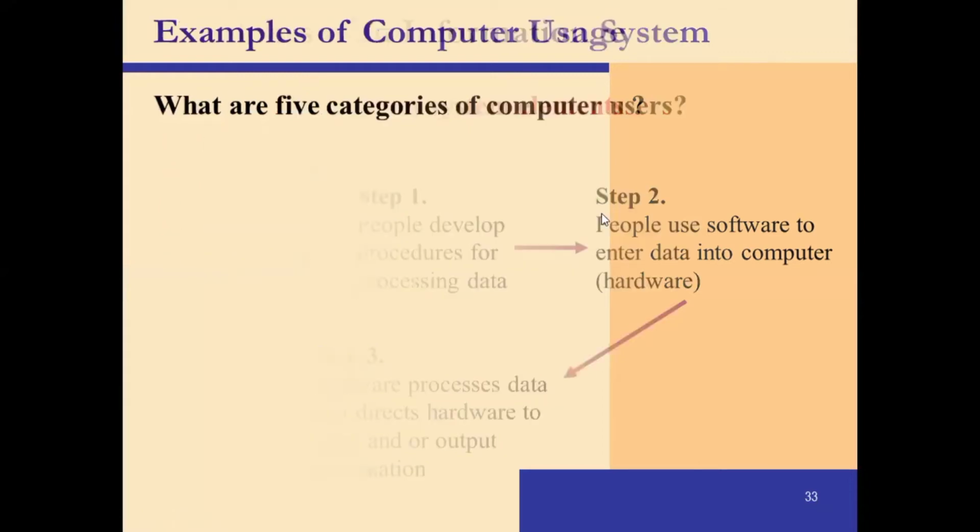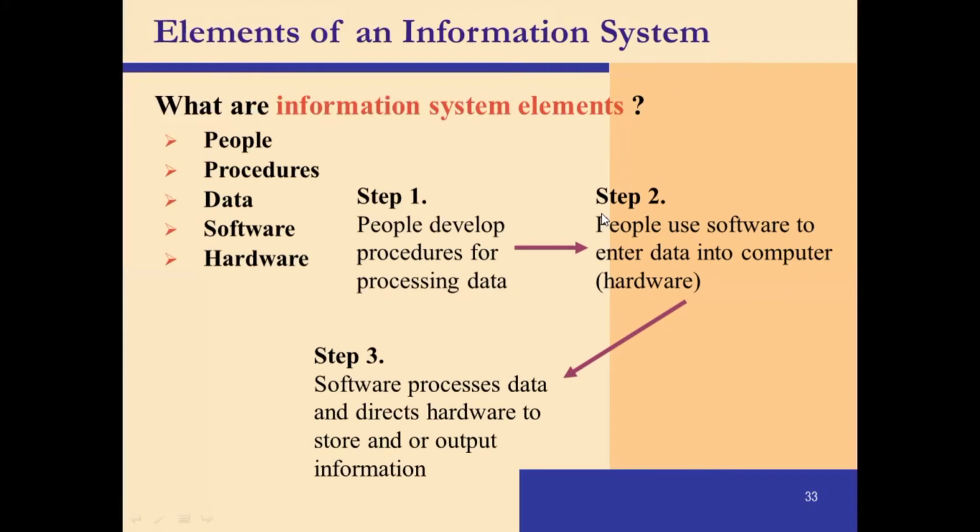Okay, so the next step of an information system is that people use software to enter data into the computer. This is the hardware part. The software is the first part. Step one, we create procedures. These procedures combine together to make an application or software which is called an information system. Next, the institute uses that software to enter data inside the computer, which is the hardware. Next, the software processes that data and directs hardware to store it or give output information.